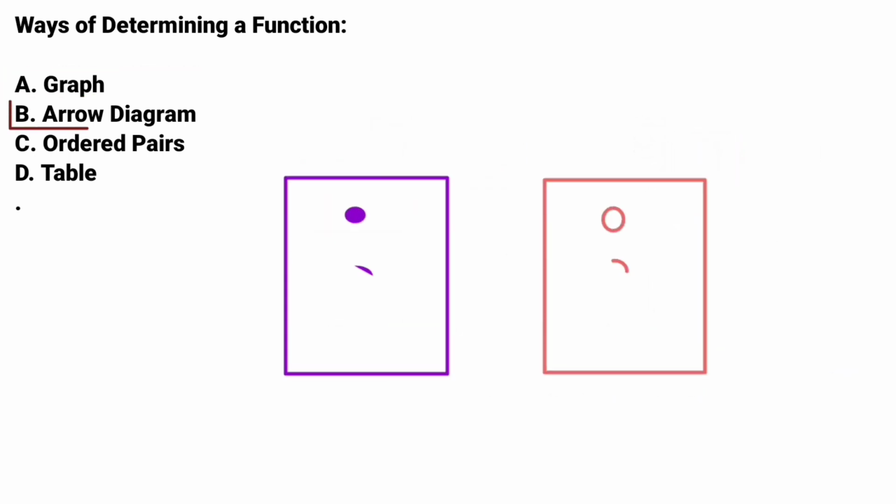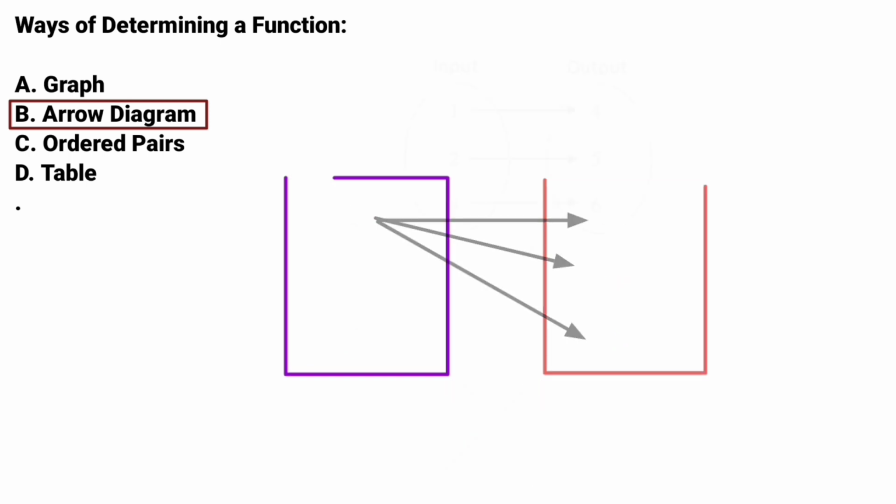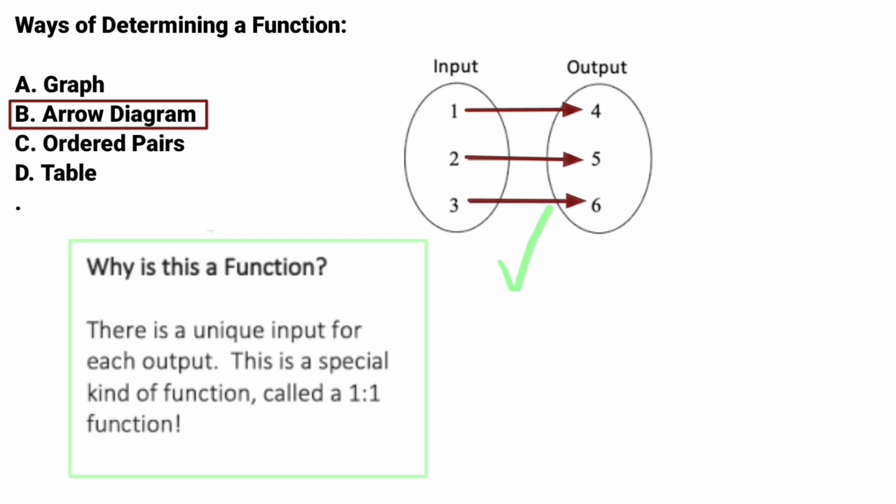Pagdating naman sa ating arrow diagram, tandaan natin na ang ating first set dapat ay nakamapped lamang sa iisang output. Otherwise, it is not a function. For example, input, output, ang ating domain, range. We have 1, 2, 3, 4, 5, 6. This is a function, a unique input for each output. This is a special kind of function called 1:1 function. Mapapansin natin na ang 1 ay meron lamang isang output, which is yung 4. Ang 2, meron lamang isang output, which is yung 5. At ang 3, meron lamang isang output, which is yung 6.